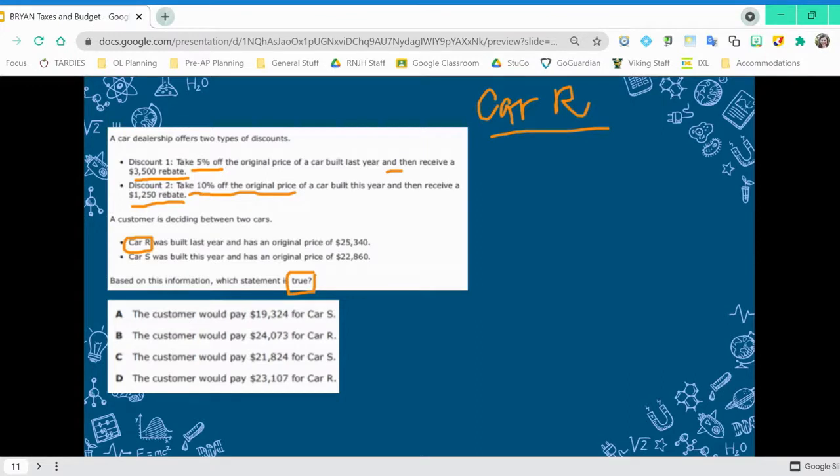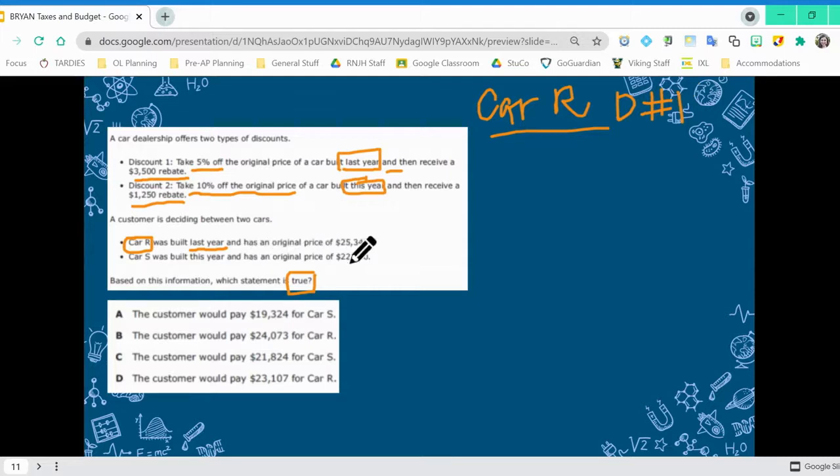And it was built last year. So let's look at which deal we're going to get. Discount one says it's about cars that were built last year. Discount two are cars built this year. So let's look at discount number one on this one and see how much money it's going to cost.